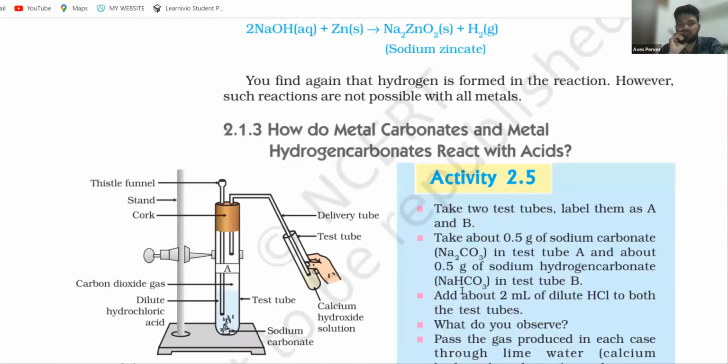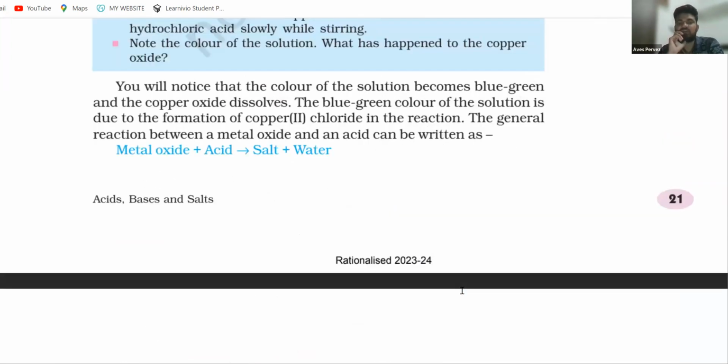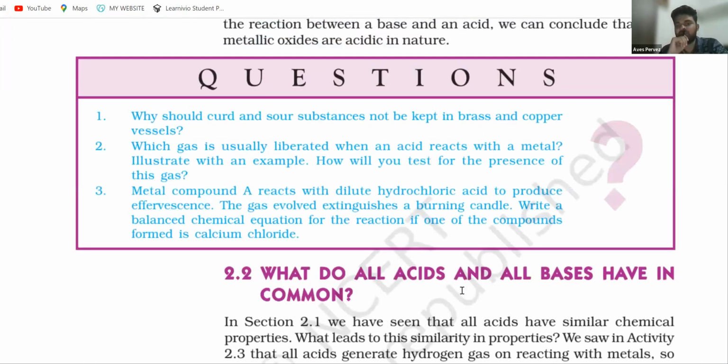Okay. So next, question number 3. Metal A reacts with dilute hydrochloric acid and produces an effervescence. Metal A is a metal compound, it's not just a metal. It can be a metal carbonate, a metal hydrogen carbonate, or a metal oxide. So metal compound means metal plus something.